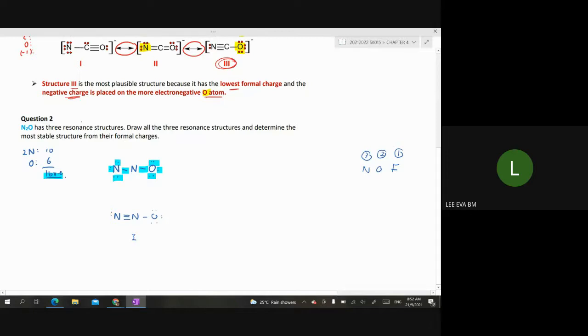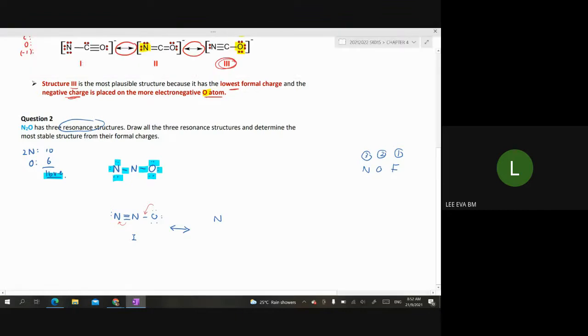Then because the question has already mentioned resonance, put down your double-headed arrow, and then build your second structure by moving around the lone pair and the bonding pair. So using a different color, going inside, going outside. Because remember, nitrogen, oxygen, they can only obey octet rule. Tak ada incomplete, tak ada expanded. So semua kena 8 elektron juga.